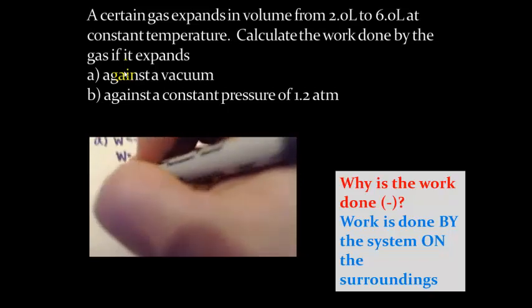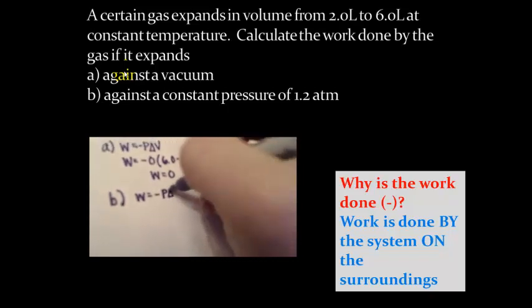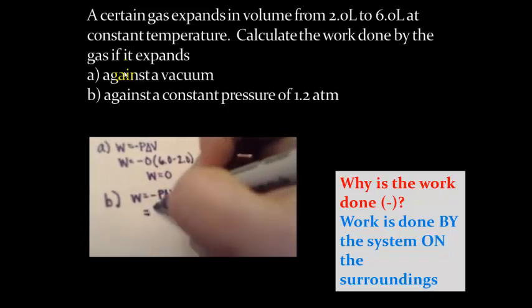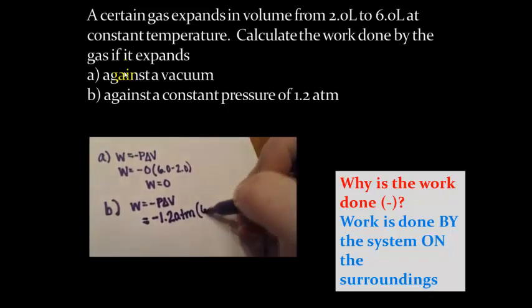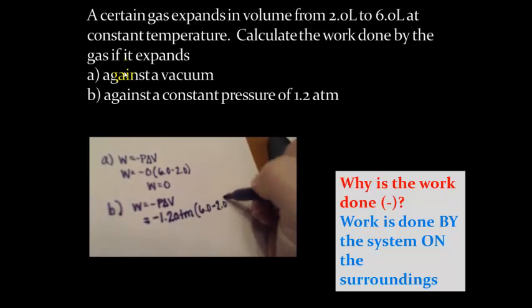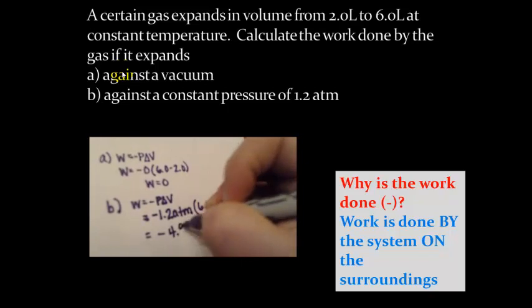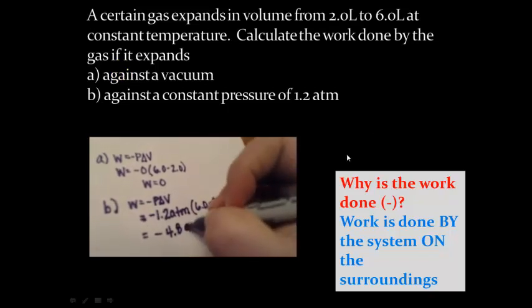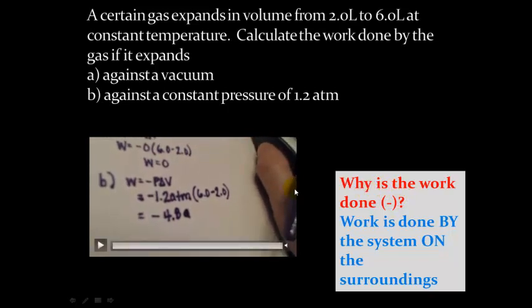If we're expanding against a constant pressure, however, again, work equals negative P delta V. And so our pressure is going to be 1.2 atmospheres times the change in volume, 6 liters minus 2 liters, which is really just 4 liters. So that gives us a work of negative 4.8. So why is the work negative? Well, work is being done by the system on the surroundings. So remember, when work is being done by the system on the surroundings, W is always negative. So you can tell that your answer is correct.